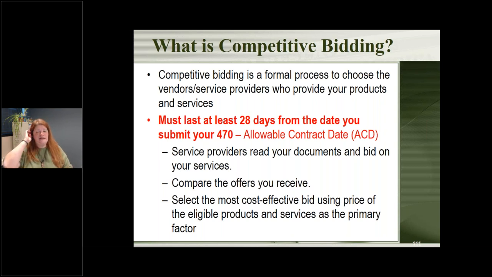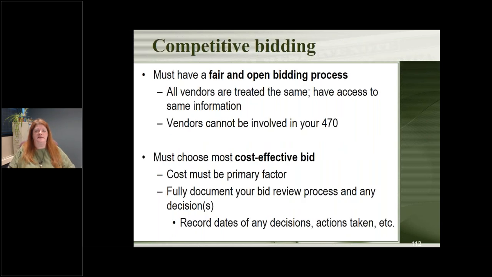As I said, it's 28 days. You have to wait and let companies contact you. They can read what you've posted. They can reach out to you. They might ask questions about what do you need? What are you actually talking about? You can compare all of the offers that you receive, see what people are offering to you. After the 28 days are over, that's when you can make the decision and go on to the second form and report to USAC who you've picked. You must select the most cost-effective bid is what E-rate states, and I'm going to explain what that means.